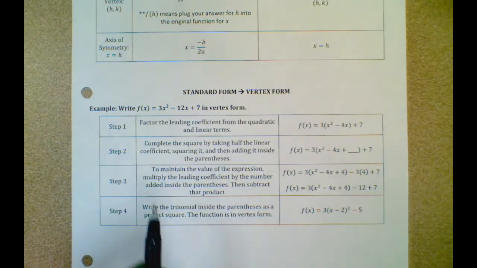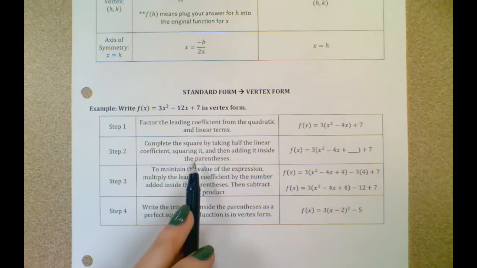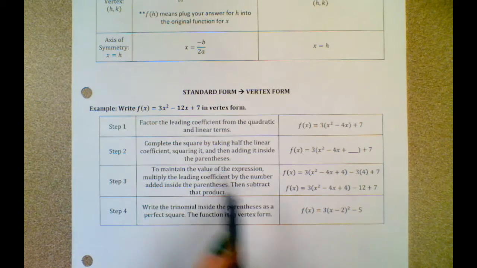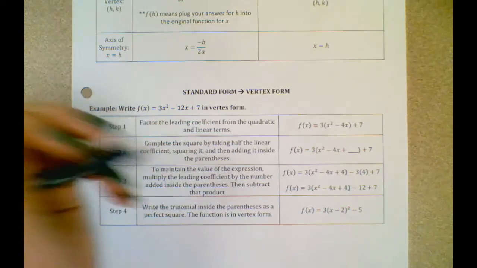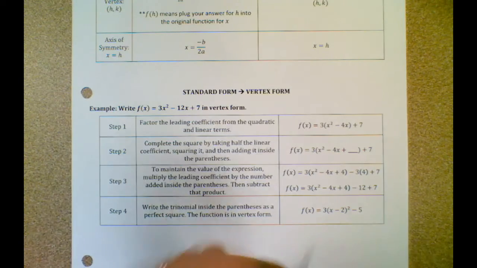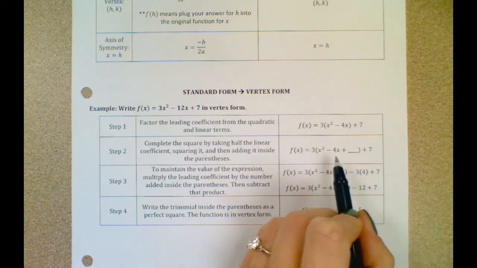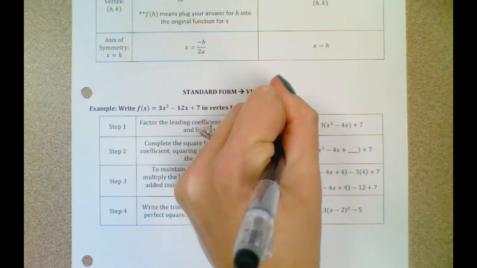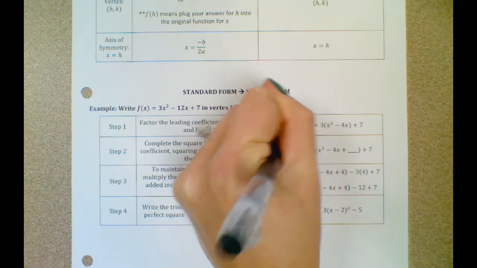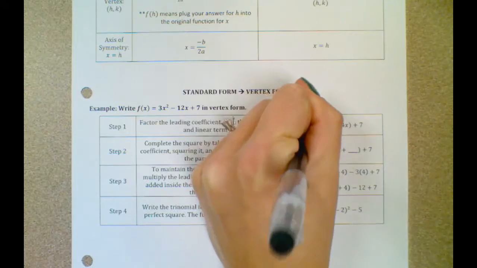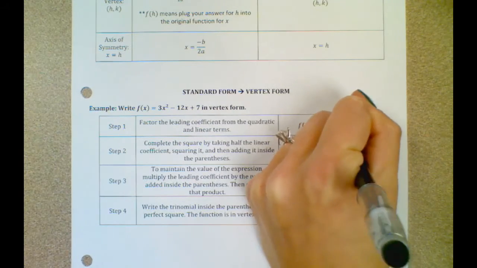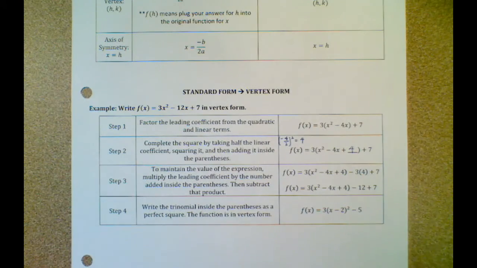Step 2 says to complete the square by taking half the linear coefficient, squaring it, and then adding it inside the parentheses. We've already done completing the square, guys. So my b term here is negative 4. I'm going to take negative 4, divide it by 2, and square it. That gives me negative 2 squared, which is 4. So I'm going to be adding 4 inside that parentheses.